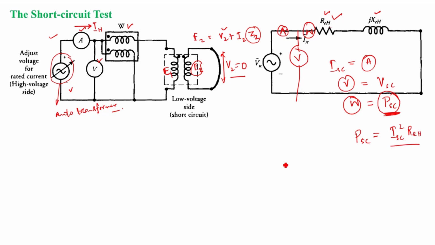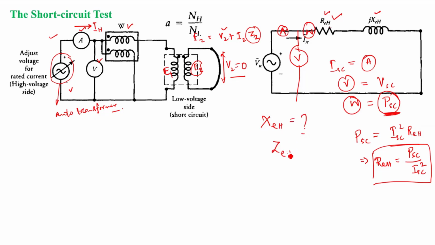Now from this I can find REH very easily. REH is nothing but PSC by ISC square. PSC I know from the wattmeter reading and ISC from the ammeter reading, so just by substituting I find REH. Similarly, how to find XEH? First find ZEH, which is nothing but VSC by ISC, the voltage across this and the current flowing through the circuit. Then XEH will be the square root of ZEH square minus REH square, right? So that gives me XEH, which is your reactance.